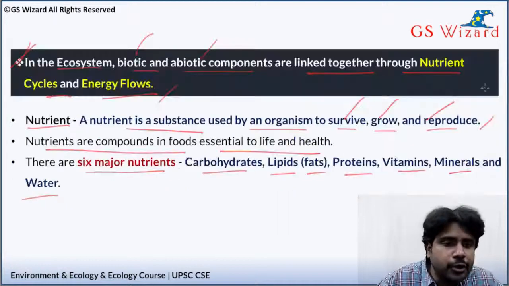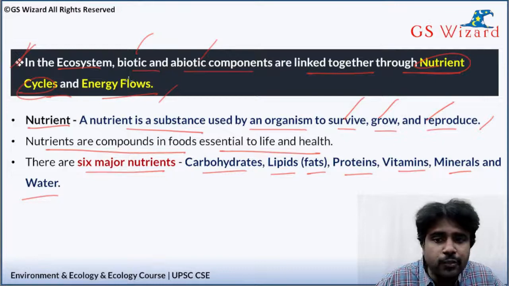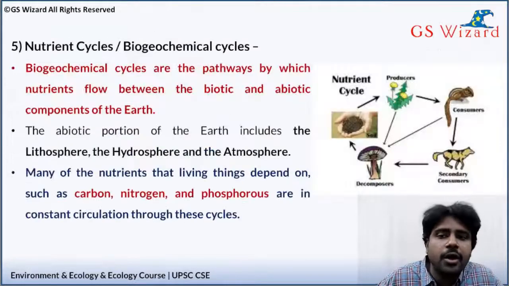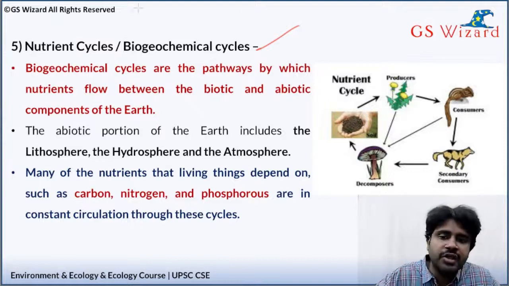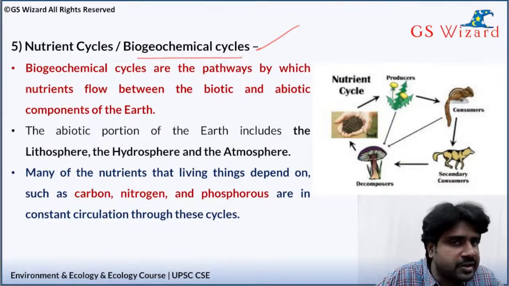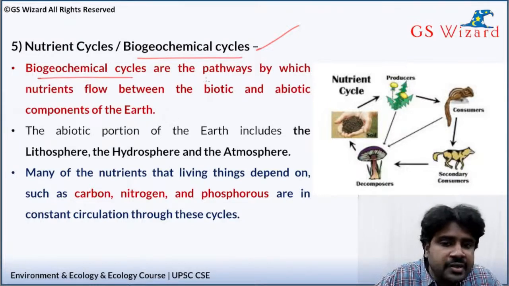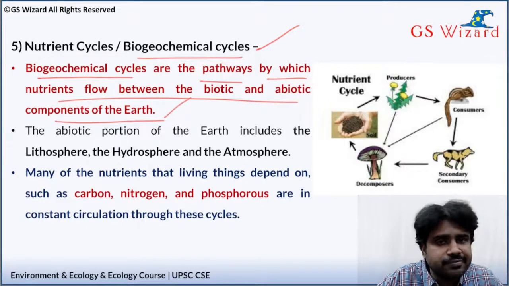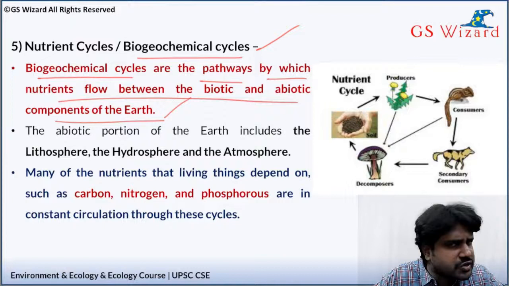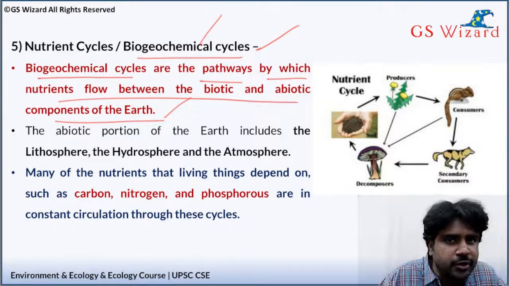Now, nutrient cycles. This is the next concept that we would be discussing. Very, very important concept. Nutrient cycles are biogeochemical cycles. The other name is biogeochemical cycles. So, biogeochemical cycles are the pathways by which nutrients flow between the biotic and abiotic components of the earth. Now, this is very simple actually. Don't look at the name and don't look at the definition and don't feel scared.